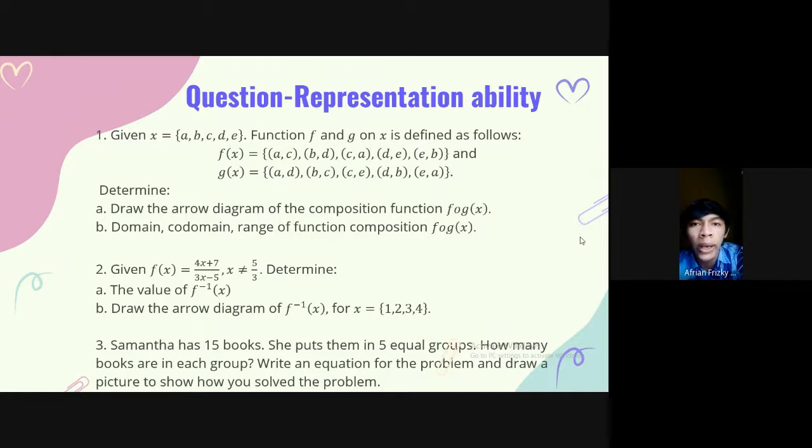So in this question, in the first, student must represent the arrow diagram, and in the second, student must also present the arrow diagram, and for the third, student must show the picture and write the equation for the problem. Okay, next.